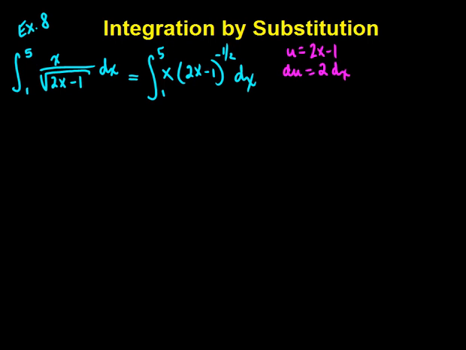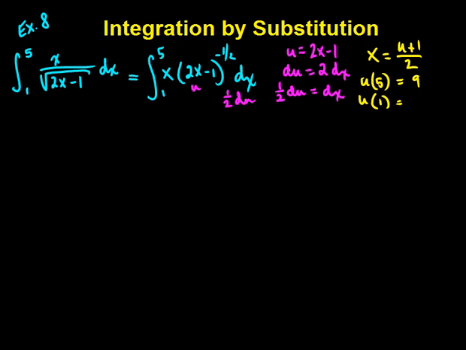du is equal to 2 dx, and 1/2 du is equal to dx. So we swap out the 2x minus 1 for u, the dx for 1/2 du. We still need to take care of the x on the outside and the limits of integration. Well, if u is equal to 2x minus 1, then x is equal to (u plus 1) over 2. And when x is equal to 5, u will be 9. And when x is equal to 1, u will also be 1.